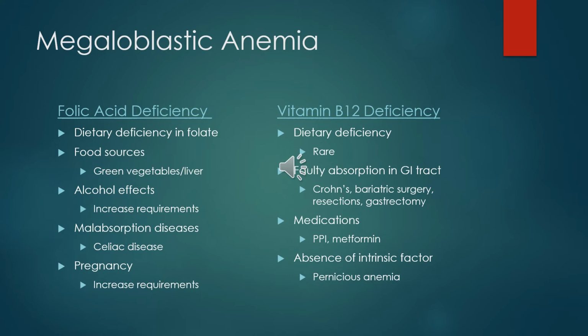Certain medications such as metformin or our PPIs that help reduce gastric acid production can also inhibit B12 absorption. We might also see a vitamin B12 deficiency when a client has what we call pernicious anemia. This means they have an absence of intrinsic factor. The intrinsic factor is secreted by the cells within the gastric mucosa, which enables the body to absorb vitamin B12 into the small intestine. So what happens is this intrinsic factor binds with the vitamin B12 and carries it into the small bowel. Without the intrinsic factor, vitamin B12 cannot be adequately absorbed.